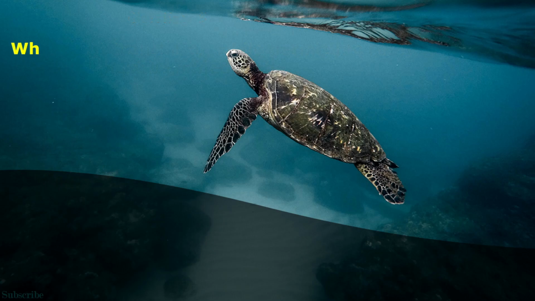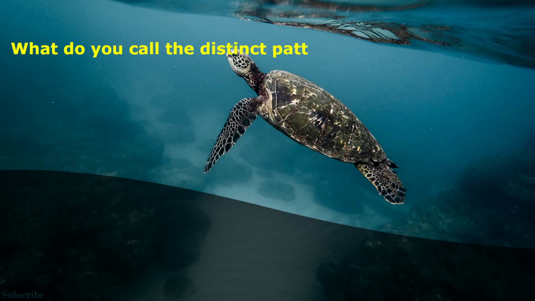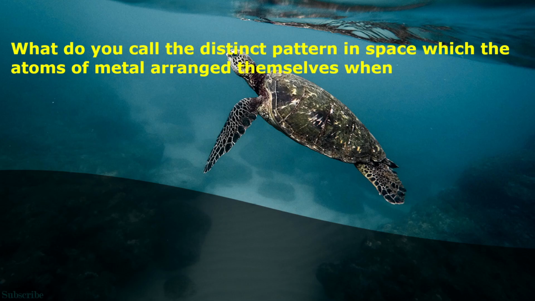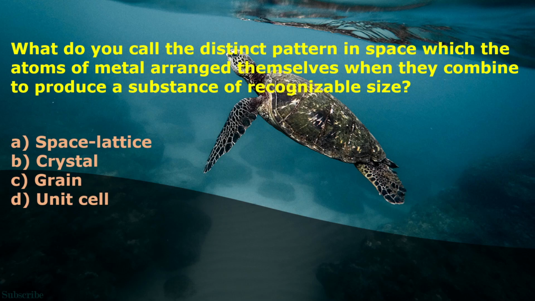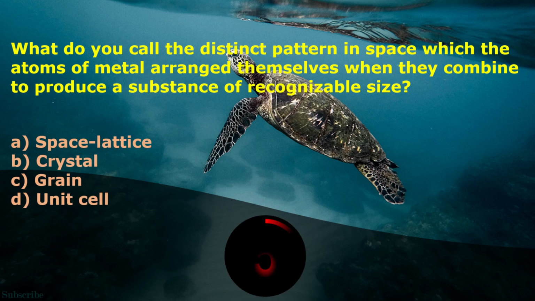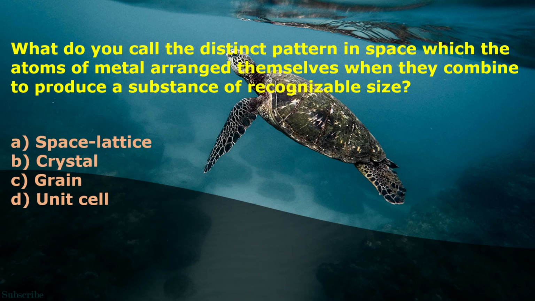Question number 8. What do you call the distinct pattern in space which the atoms of metal arrange themselves when they combine to produce a substance of recognizable size? A. Space lattice. B. Crystal. C. Grain. D. Unit cell. The correct answer is letter A, space lattice.